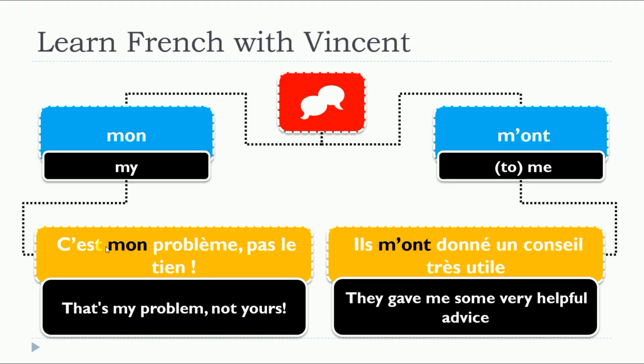So in that case here you can see that it's the possessive, c'est mon problème. And in that case here you have the verb donner that is in the passé composé form with the auxiliary avoir. Ils ont donné. And then you have the pronoun here that is before. And so you get, when you combine the two, mon. Exactly the same sound. C'est mon problème, pas le tien. Ils m'ont donné un conseil très utile.